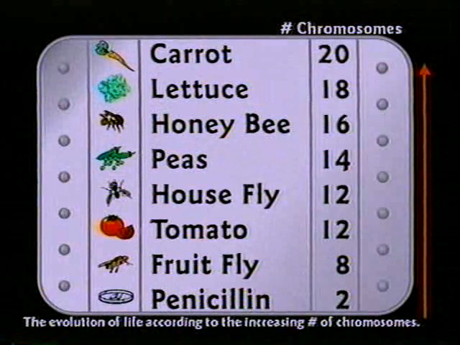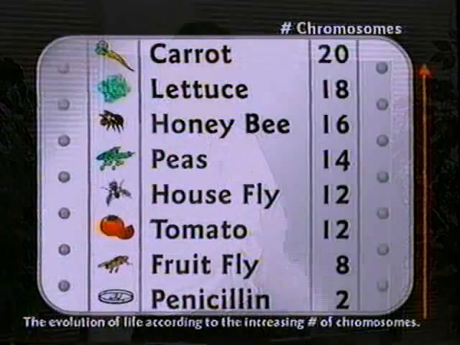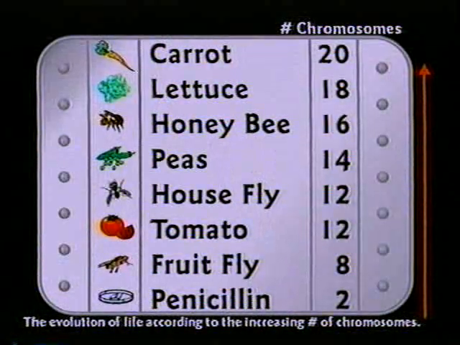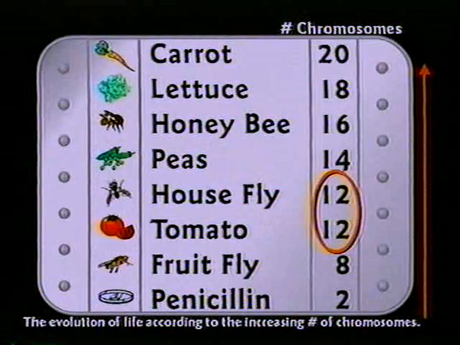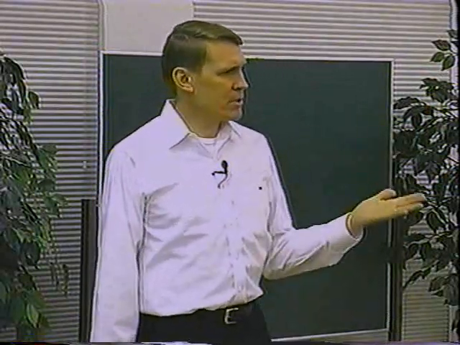So I put these animals and plants in order as a spoof to make fun of the evolution theory, how the more complex you get, the more you evolve. And how penicillin evolved first and slowly turned into a fruit fly, and over millions of years got some more chromosomes and became either a tomato or a housefly. They're twins, you know. Nobody can tell the difference between a tomato and a housefly. They both have 12 chromosomes. This would be like the number of instruction manuals to build that organism. A tomato and a housefly, same number of chromosomes. Does that prove anything?